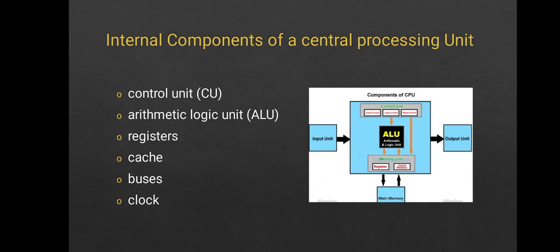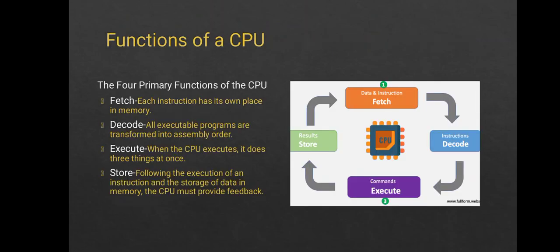Internal components of a central processing unit: control unit, arithmetic logic unit, registers, cache, buses, clock. Functions of a CPU. The four primary functions of the CPU.